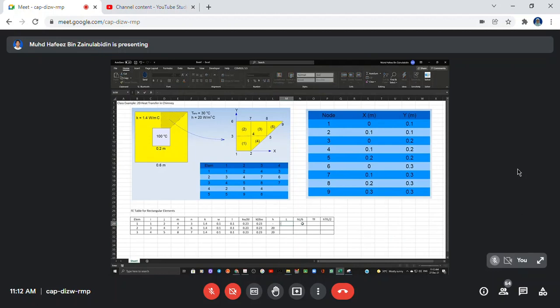Here we can put a value, but we don't have to calculate it later on. 0.1, this is the length, or you can ignore it, because this part is to calculate F due to convection for element 2 and element 3. If you prefer, you can just put that, because element 1 is not involved with this calculation.